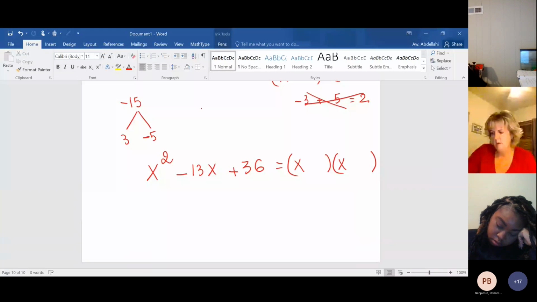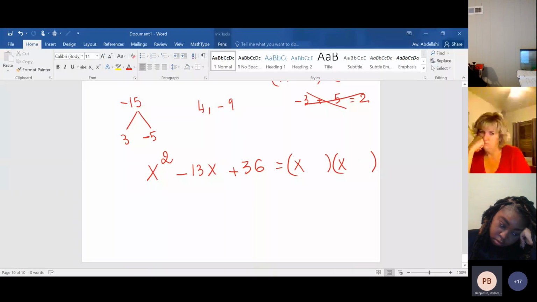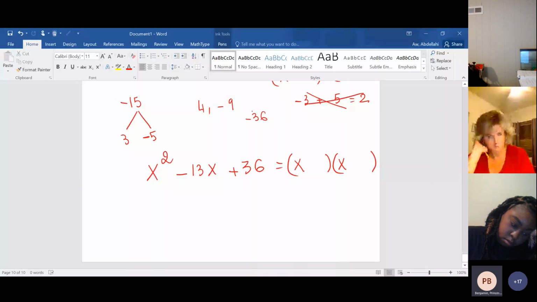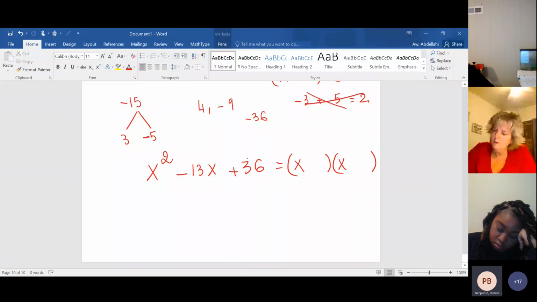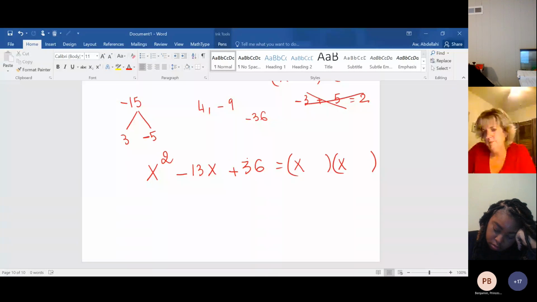Let's check. What is 4 times negative 9? Negative 36. Oh, so it has to be positive 36? Okay, you see, 4 and negative 9 is not it, but it's not very far away from that. What are the two numbers? Negative 4 and negative 9.